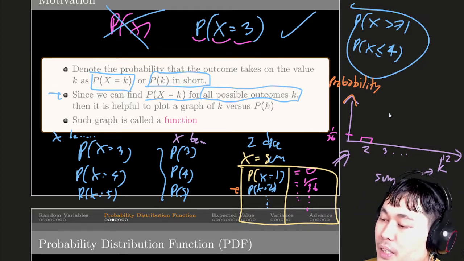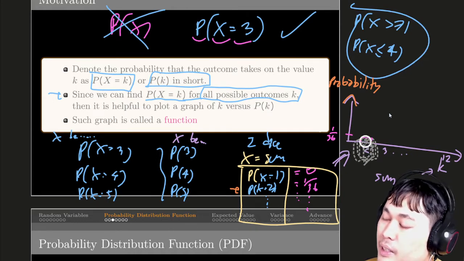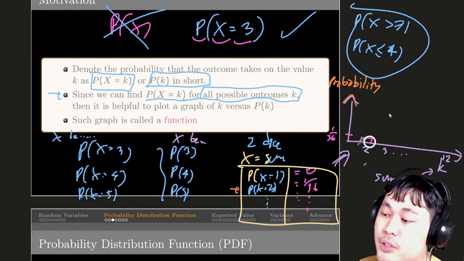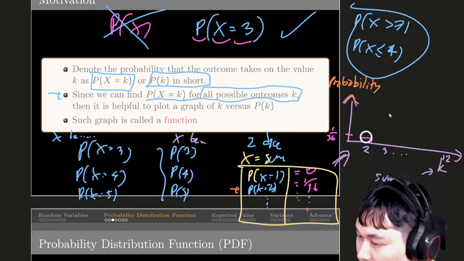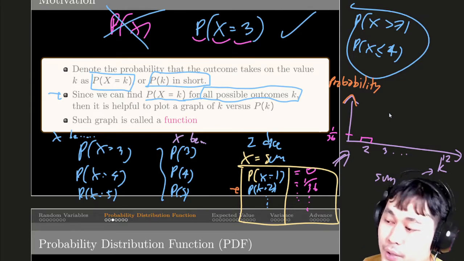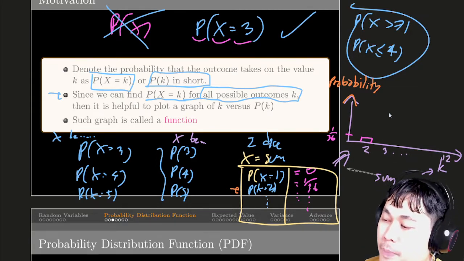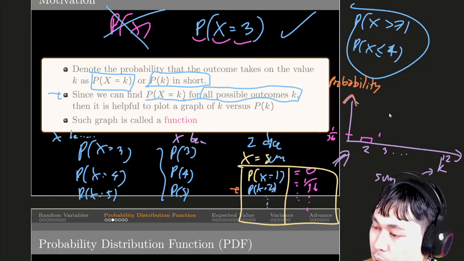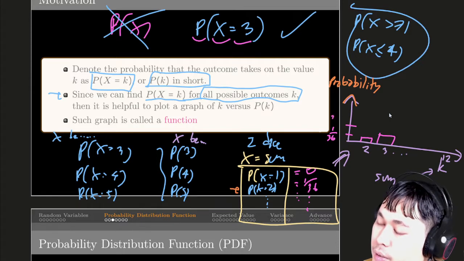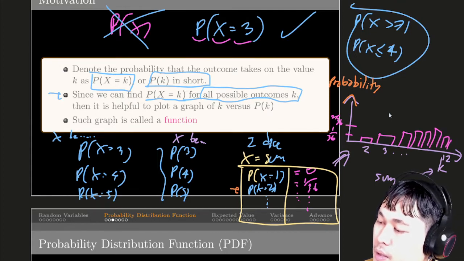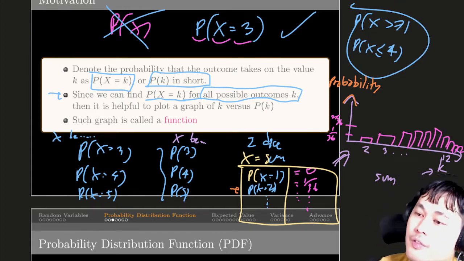Okay, so for this k, you can find the sum. You can find the probability that the sum is 2, and then you can put that probability on the y-axis. And then you can repeat that for every single possible value of k. And for 3, you can compute that to be 2 over 36. And then for 4, you get 3 over 36, and so on and so forth, all the way up to 12.